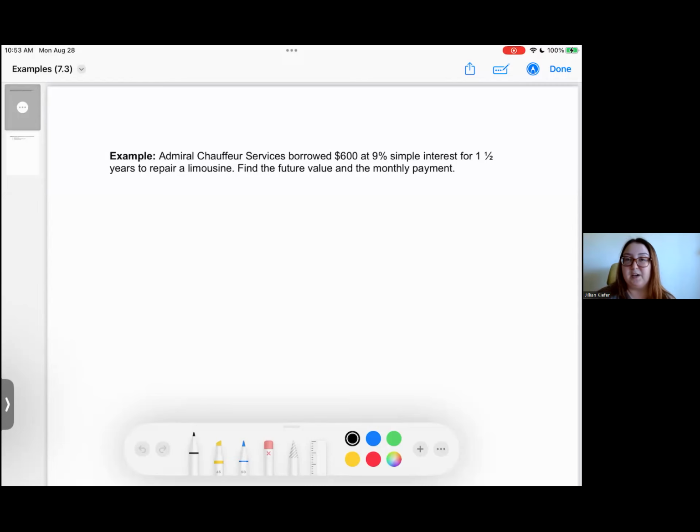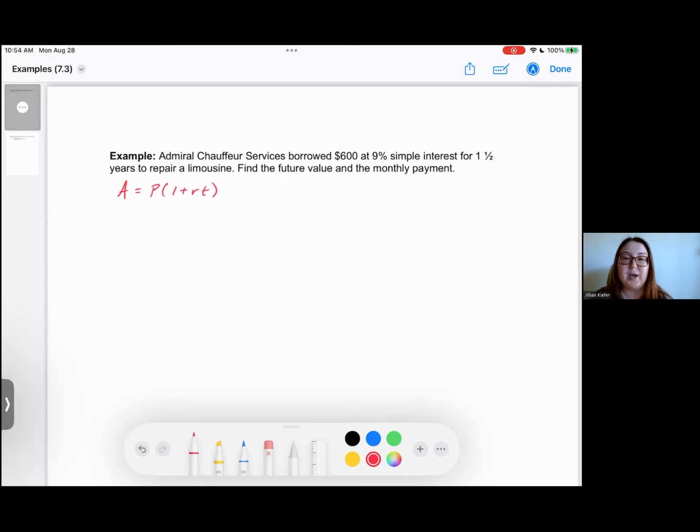So starting with the future value, we know why we have two equations for future value. We have the one where it's principal plus interest, and then we have the one where we don't necessarily need the interest. In this case, we don't have the interest, so let's go ahead and use that equation. That equation was A is equal to principal times 1 plus RT. So this is the equation that we're going to use.